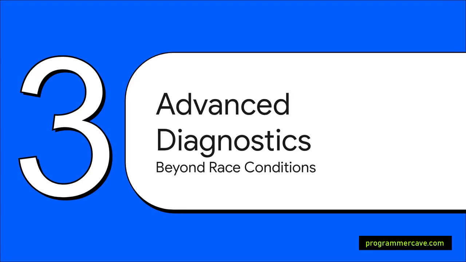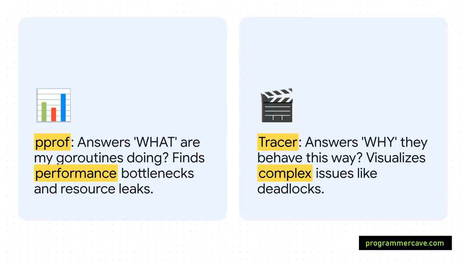Now, the race detector is your foundation. It's amazing, but what about those trickier problems, like performance bottlenecks or those deadlocks we talked about? For that, we need to bring out the heavy hitters, the advanced diagnostic tools. And we've really got two main tools here, pprof and the execution tracer. The best way to keep them straight in your head is by the questions they help you answer.